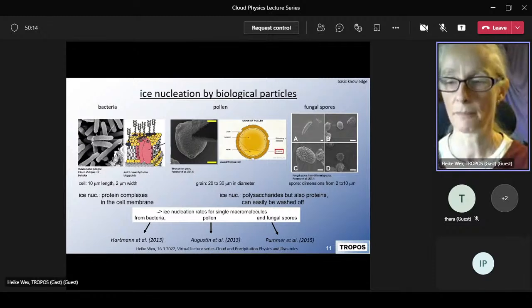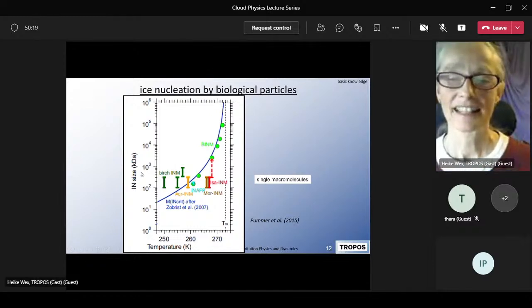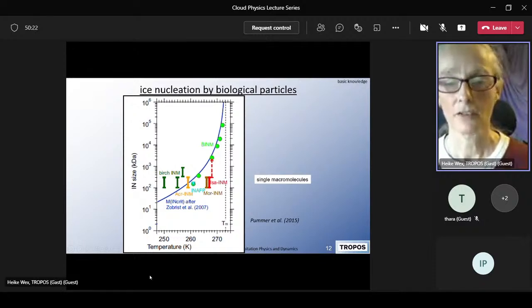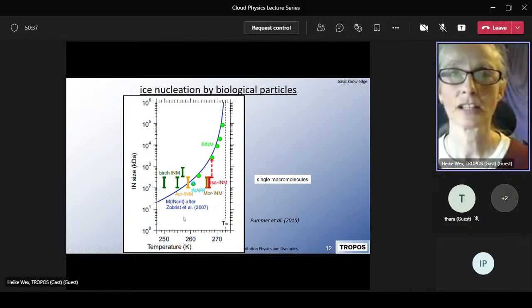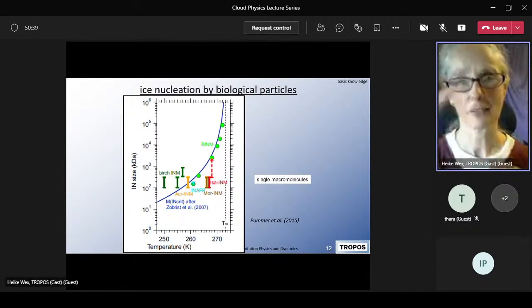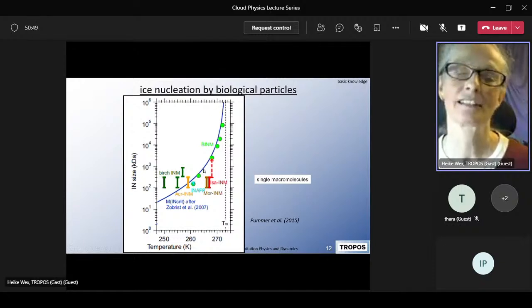I only want to show you one plot from Pune et al. What that shows is the size of that macromolecule versus temperature where it caused ice nucleation. And this is for some bacteria here, for some pollen and some fungal spores. And you see also that blue line. That blue line now is the calculated size that original ice embryo needs to have, like that critical size that I showed you in one of the first slides. And you see that the size of those macromolecules nicely fits to the size that the critical ice embryo needs.